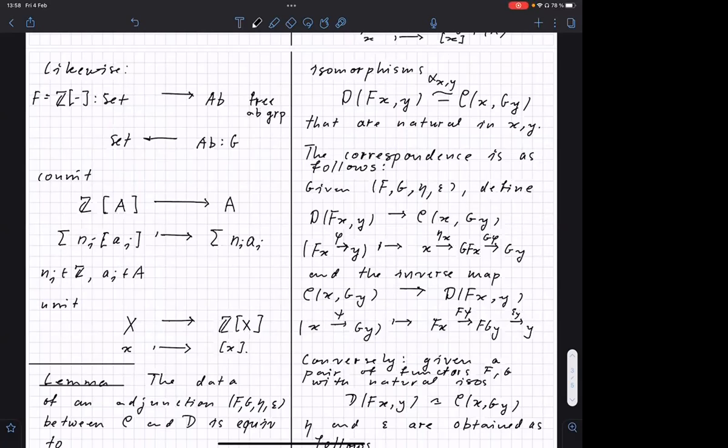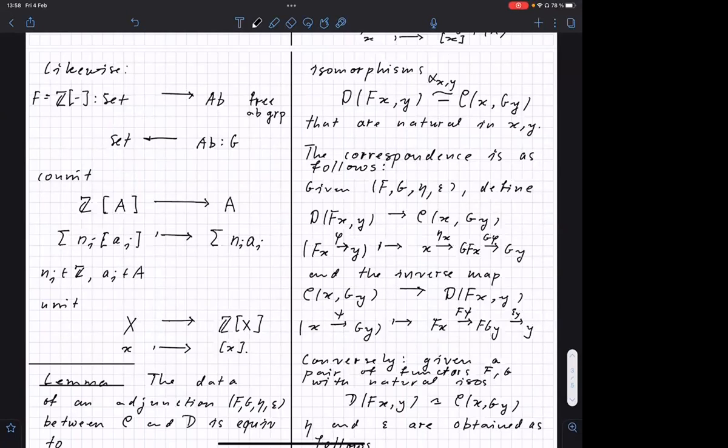What I wanted to explain is how to construct this correspondence. The claim is, given an adjunction datum F, G, eta, and epsilon, I get a bunch of such isomorphisms which are natural in X and Y, and also conversely. So the correspondence goes as follows, given the adjunction data F, G, eta, epsilon.